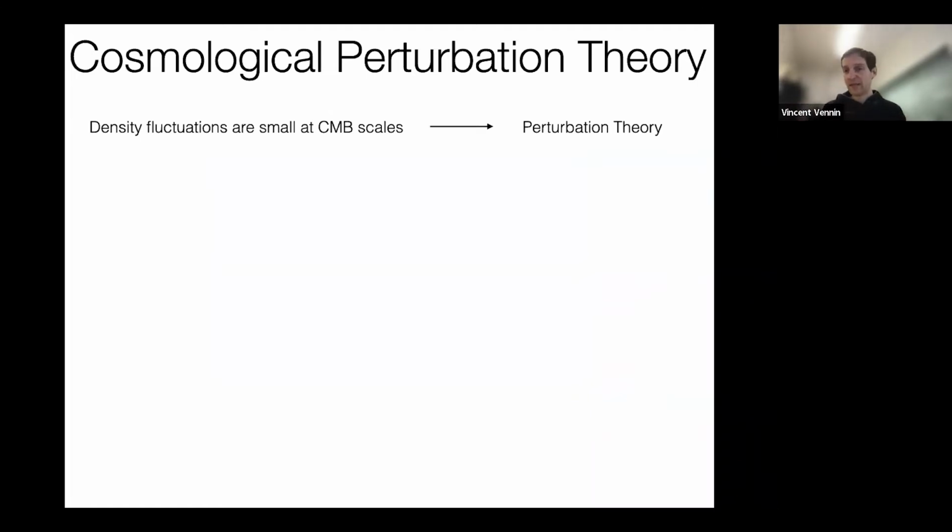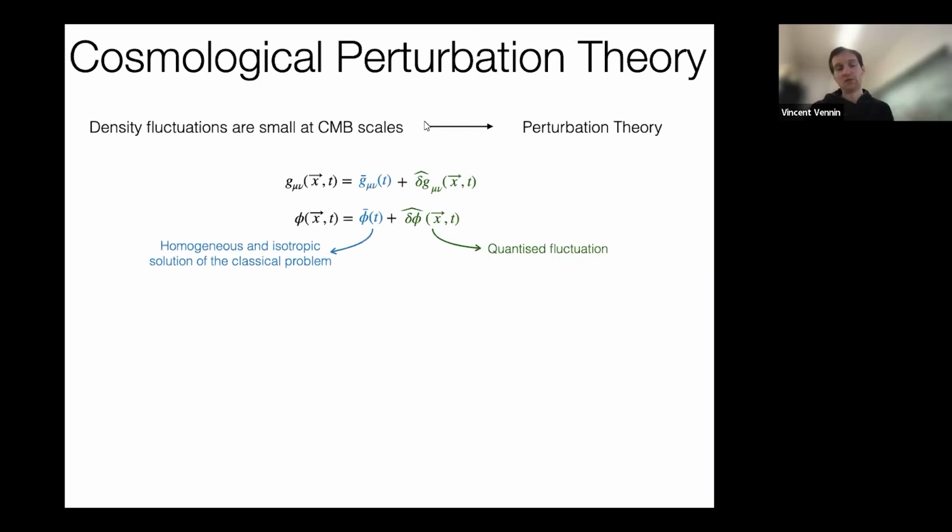Now, the way that this standard calculation is usually done is in the context of what is called cosmological perturbation theory. And in this talk, I will try to argue that in some cases we need to go beyond that. But let me first recall how cosmological perturbation theory works. So the idea is that if you want to explain, for instance, temperature fluctuations on the cosmic microwave background, because they have a small amplitude, you can use a perturbative approach.